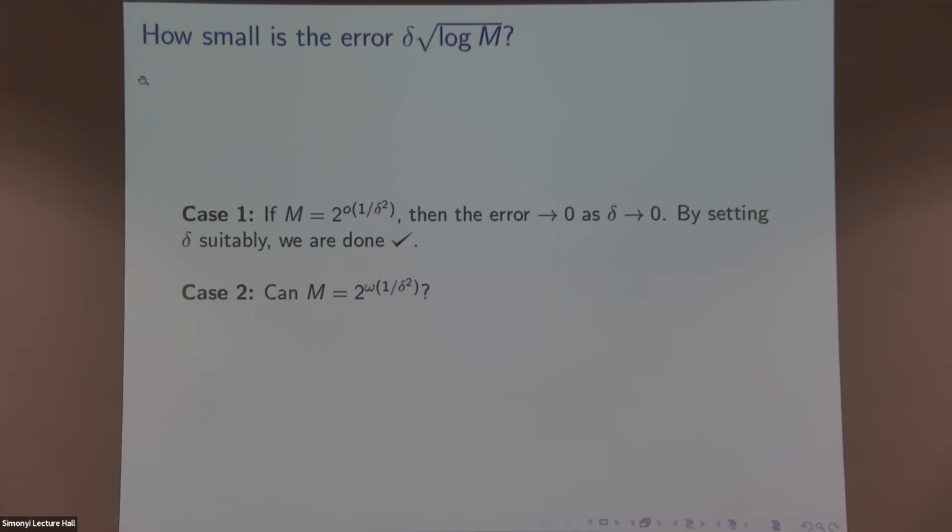Now, the question is, could m actually be much larger than 2 to the 1 over delta squared? And the point is that it's not possible. Okay? m cannot be 2 to the little omega of 1 over delta squared. It cannot be 2 to the 2.1 over delta squared. It cannot be that. This is where we'll use the Gaussian width. Remember, the Gaussian width of this process is bounded by 1.